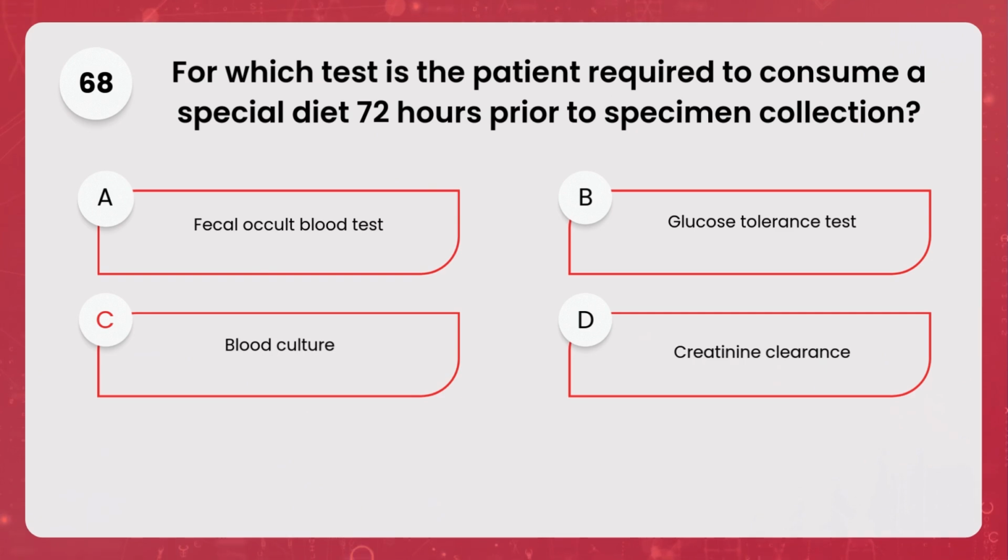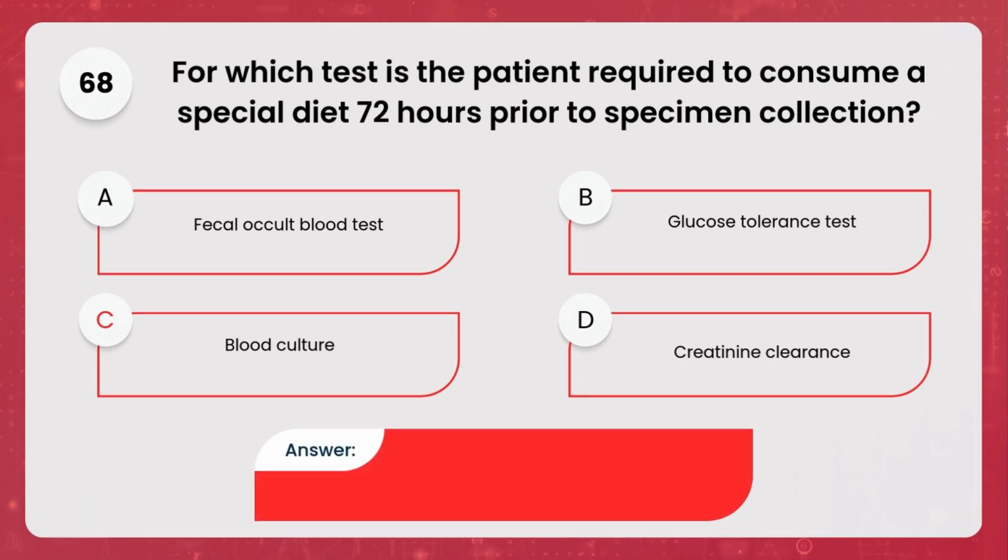Number 68. For which test is the patient required to consume a special diet 72 hours prior to specimen collection? A. Fecal occult blood test. B. Glucose tolerance test. C. Blood culture. Or D. Creatinine clearance. The answer is D. Creatinine clearance.